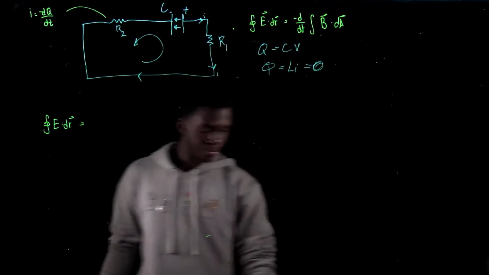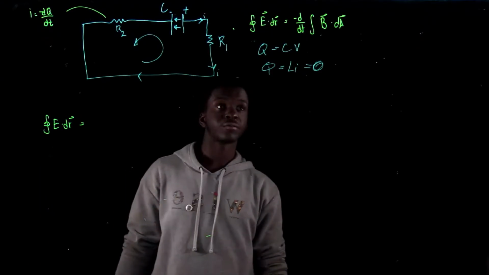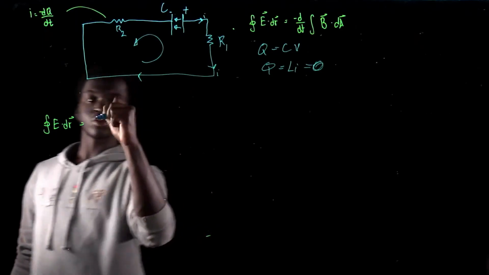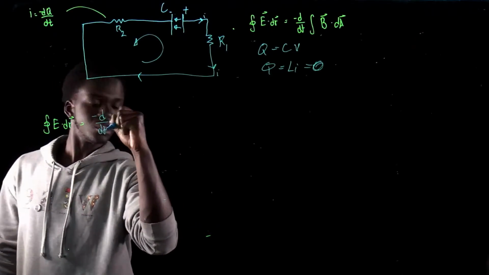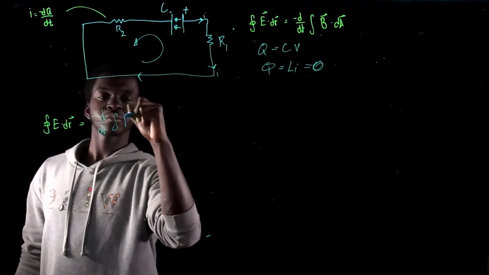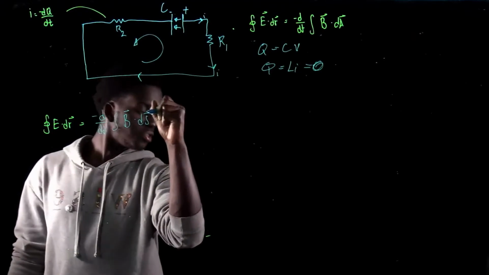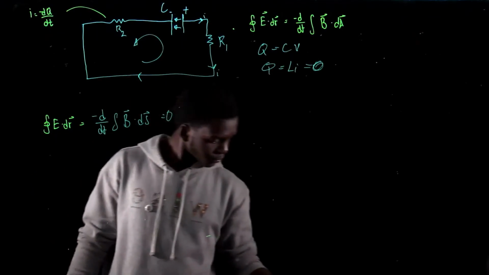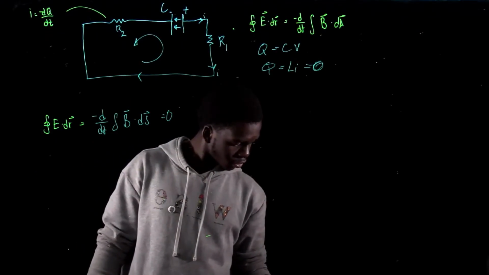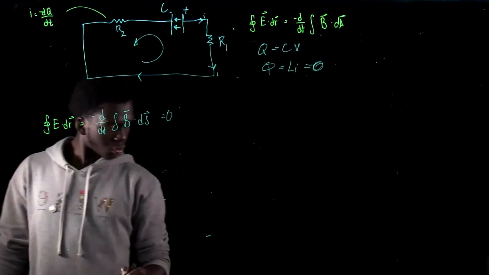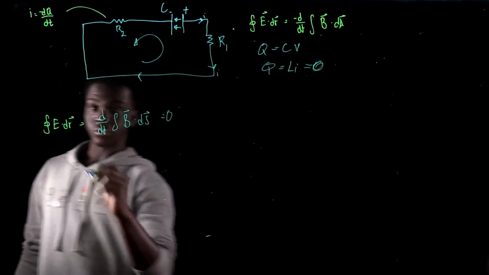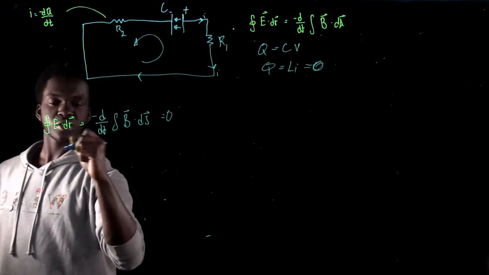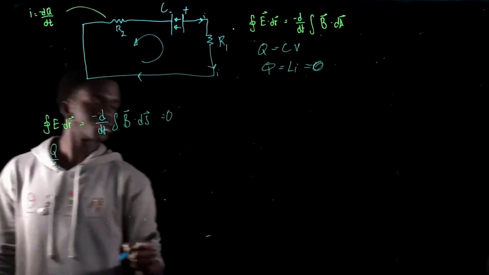So now we're going to start with the formula. The integral of E dot dr is equal to negative d dt of B dot ds, which is equal to 0. So now we're going to find the E. We're going to start off with the E dot dr. So let's start from right here, it's going negative, so it's going to be positive Q over C.